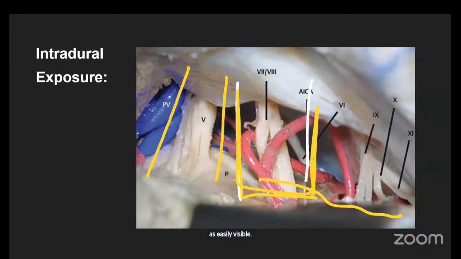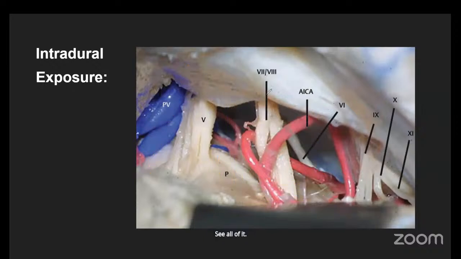See all of it? So this is 7 and 8. What will I see first? Once I open it up, what will I see first? 7 or 8? The 8th nerve, right? Eighth cranial nerve, yes. The 7th nerve is anterior. Even in a normal patient, the 7th is going to be behind the 8th nerve. And in a patient with a vestibular schwannoma, you will not be able to see the 7th nerve at all. It will either be hidden or stretched completely on the tumor capsule.